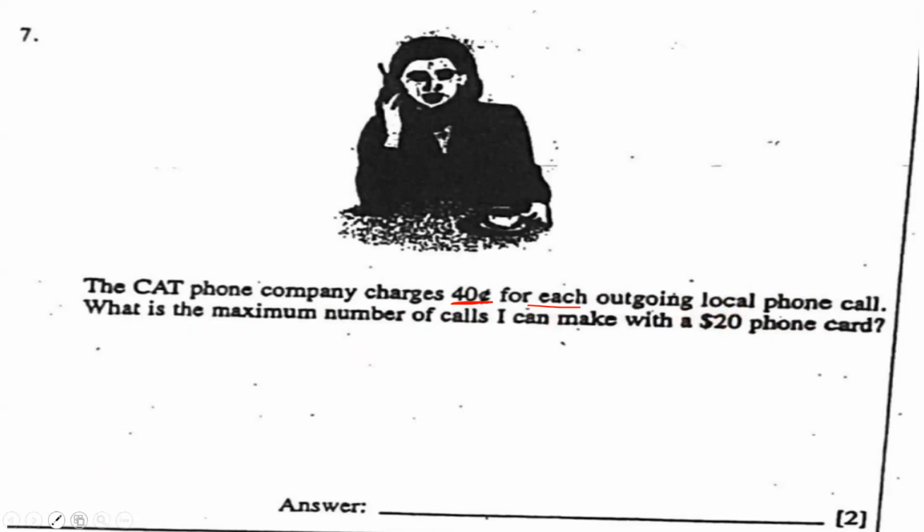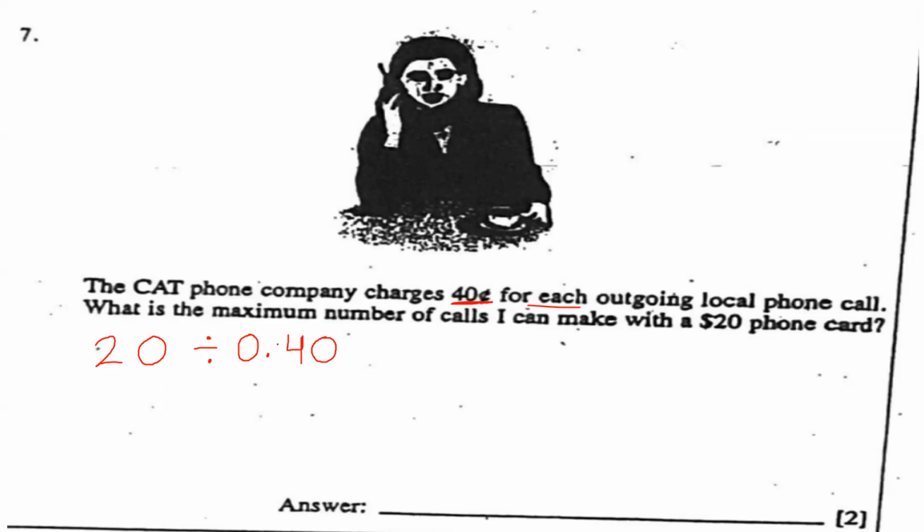Well, you have to divide, okay? If you want to figure out the maximum number of calls, you have to divide 20 by what? 40 cents. So 20 divided by 40 cents, that's what? 0.40. That's 40 cents, 0.40. Now here we have 20 divided by 0.40.